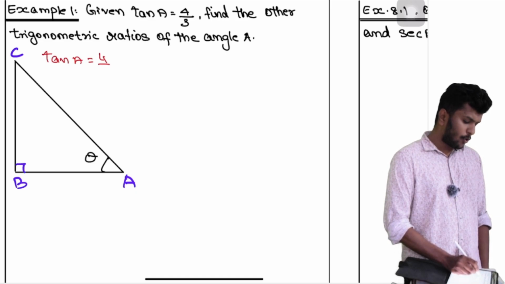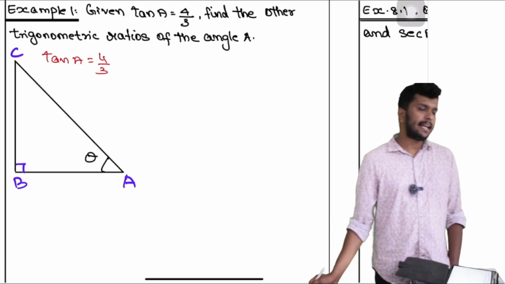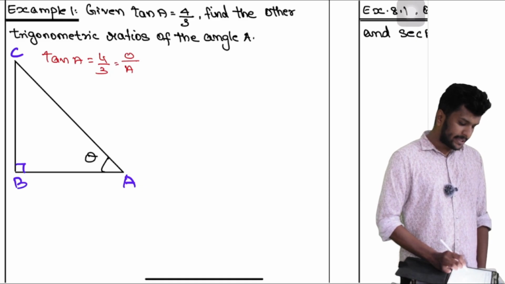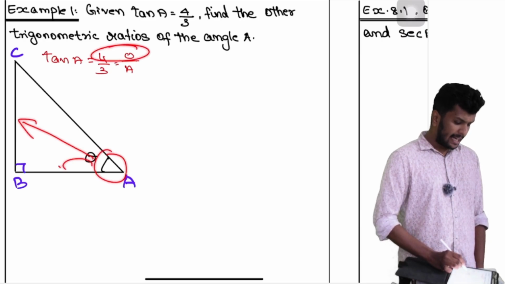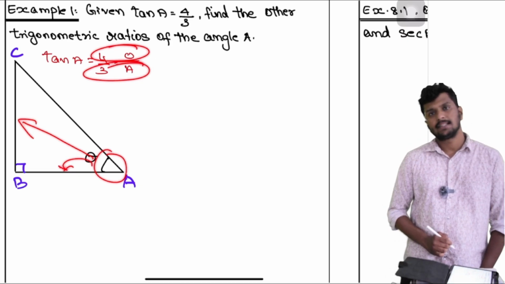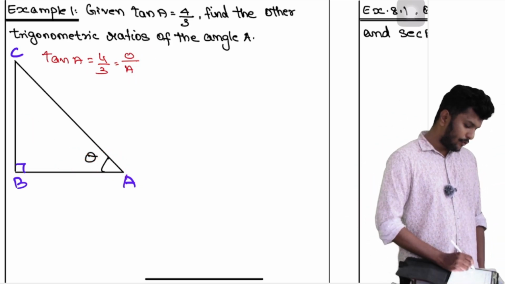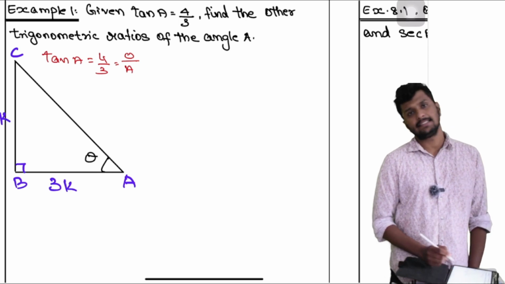Tan A equals 4 by 3 is what defined, right? Tan A equals 4 by 3 means tan A is opposite by adjacent. So the opposite of angle A is what? 4 represents it. The adjacent of angle A is what? 3 represents it, right? So the opposite of angle A, I can take as 4k. The adjacent of angle A, I can take as 3k.